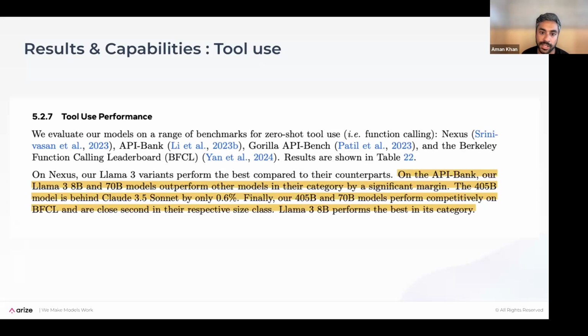One of them is called Nexus. It looks like Nexus, API Bank, and a couple of these others, where you have to combine, okay, here's an API that's being exposed, how do I use that to answer a question? The takeaway on this one is that Llama 3 8B and 70B outperform other models in their category. So that's 3.5 Turbo, and some of the other smaller models from Mistral. It does say the 405B model is behind Claude 3.5 Sonnet by only 0.6%, which means that this is a really performant model for tool calling.